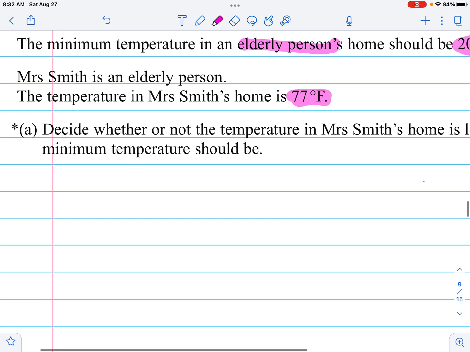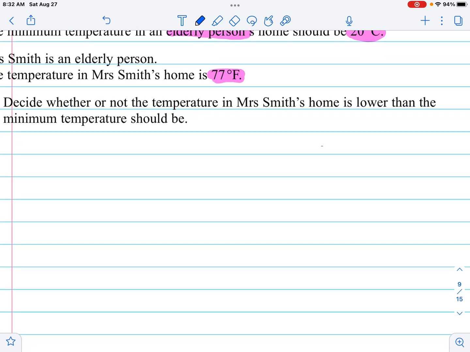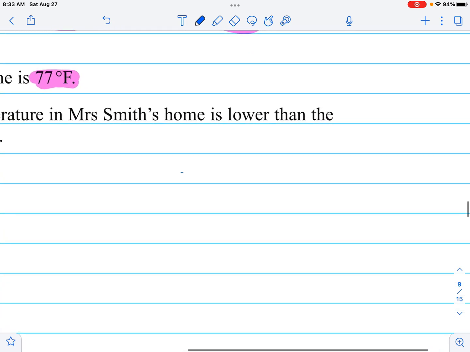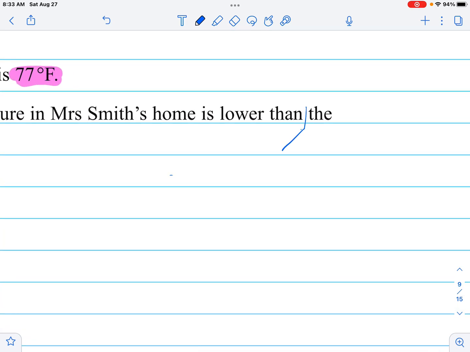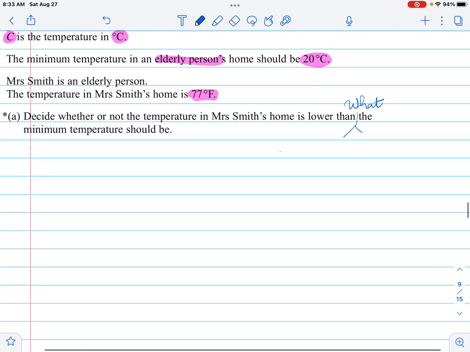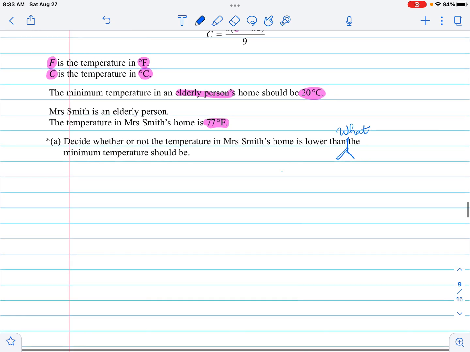Decide whether or not the temperature in Mrs. Smith's home is lower than the minimum temperature should be. Okay, what we could have done with the wording here: lower than what? Just add a little crispness to the sentence to give clarity. Decide whether or not the temperature in Mrs. Smith's home is lower than what the minimum temperature should be. All right? Good. I think you understand the question, right?